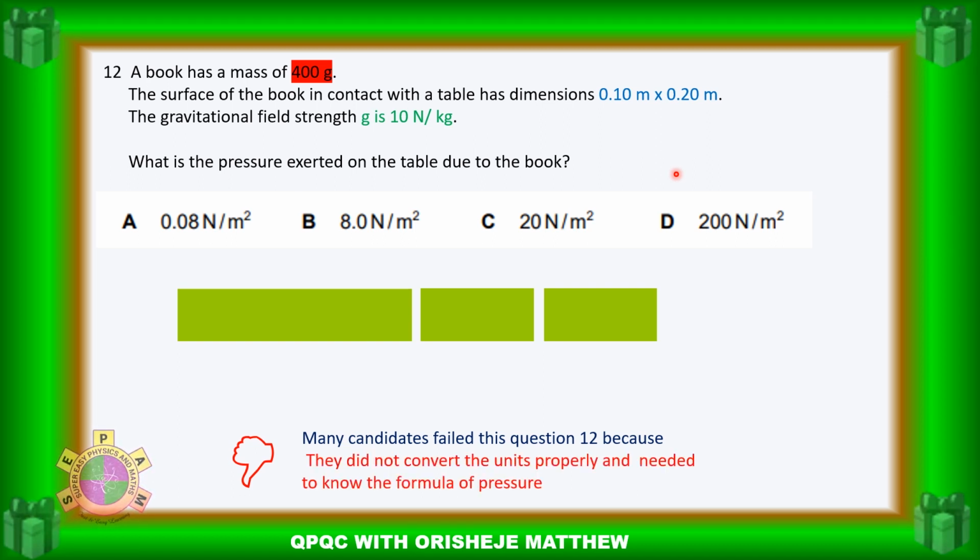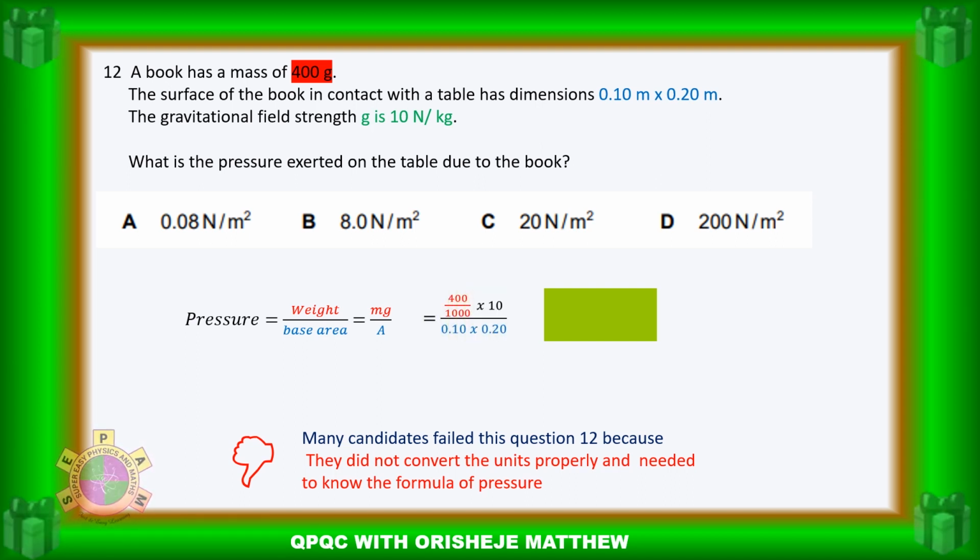Let's look at the possible reason. They did not convert the unit properly, and most of them did not know the formula of pressure and how to translate it. So let's see. Pressure is equal to weight divided by the base area. So you have to convert the 400 gram to kilogram. In red, look at that. So that gives the pressure of 200 Newton per meter square. So the correct answer is D. Let's go to the next question.